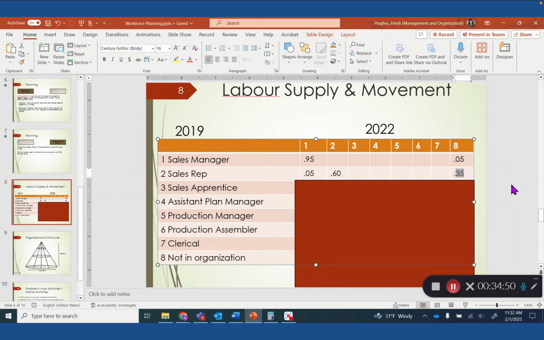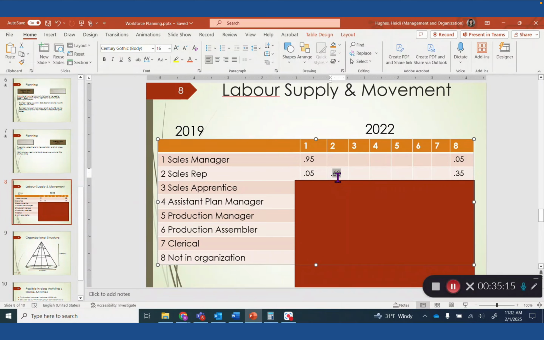Losing 5% of my sales managers, I can't really do anything about that. Losing 35% of my sales representatives, I probably need to start thinking about all of these other HR things to keep them in place. Now, remember, we still need to keep this position at 100%. So we're missing 4 people, 40% of our people. So how do we get 40% back into this position? Let's look here.